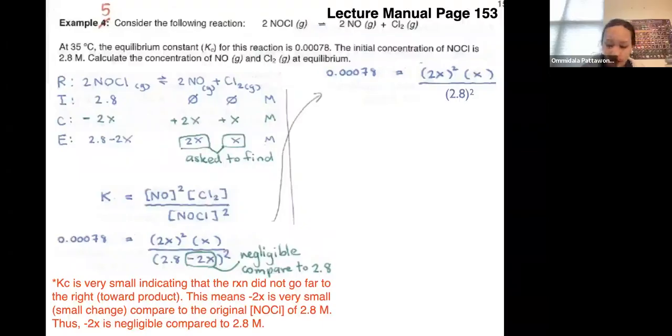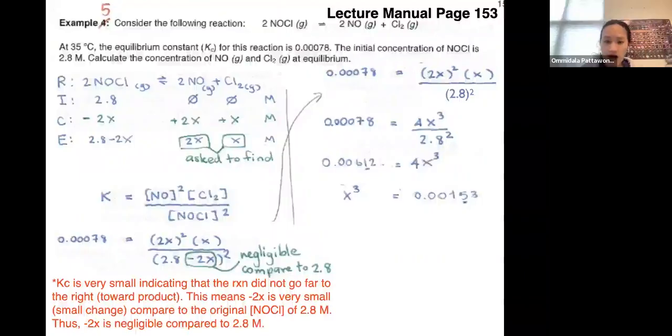So the next thing is to pretty much distribute this square inside the parentheses, right? So you are going to get 4, right? So 2 squared and then x squared. So x squared multiplied by x, you are going to get x cubed. Okay, so it will be 4 times x cubed. And then you are going to move this to the other side, right? So you are going to get this value right here, divide both sides by 4, and then do the cube root on both sides. You are going to get x equal to this value.